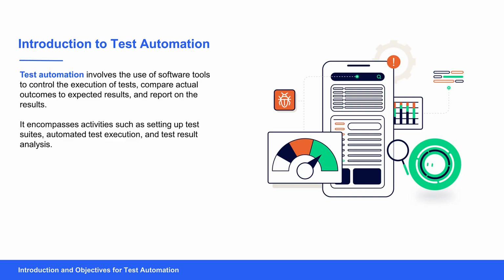But with test automation, you're essentially handing off those repetitive tasks to a software tool that can handle them for you. It's like having a digital assistant that not only runs your tests but also checks the results and even gives you a report at the end. And the best part? This assistant works tirelessly, never gets bored, and is super efficient. So instead of getting bogged down with the manual grind, you can focus on more strategic tasks while your automated tests do the heavy lifting.